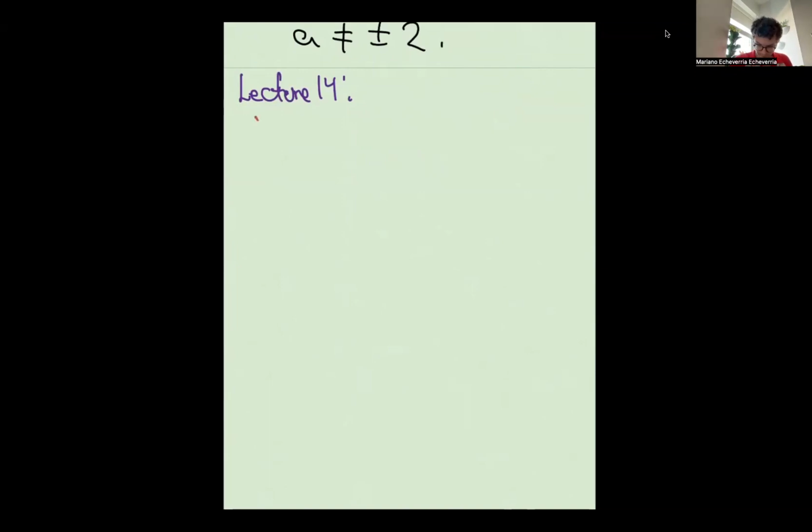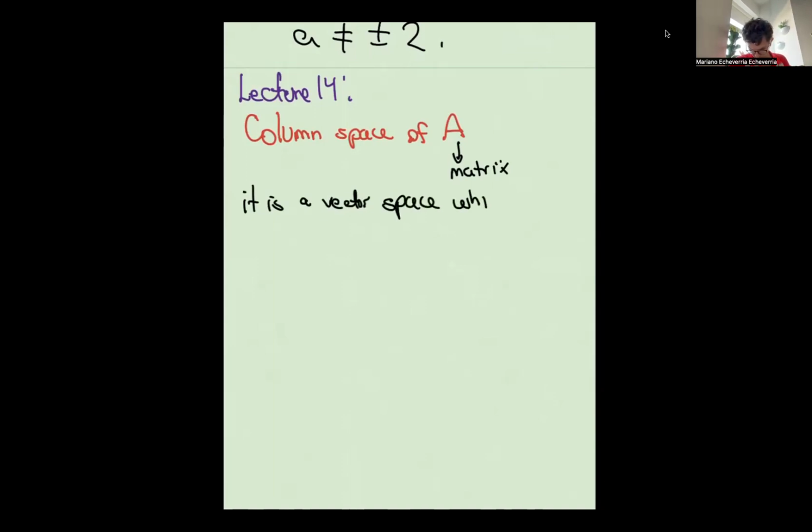So this is called the column space of A. Again, here A is a matrix. It is a vector space which consists of the vectors which are linear combinations of the columns of the matrix.